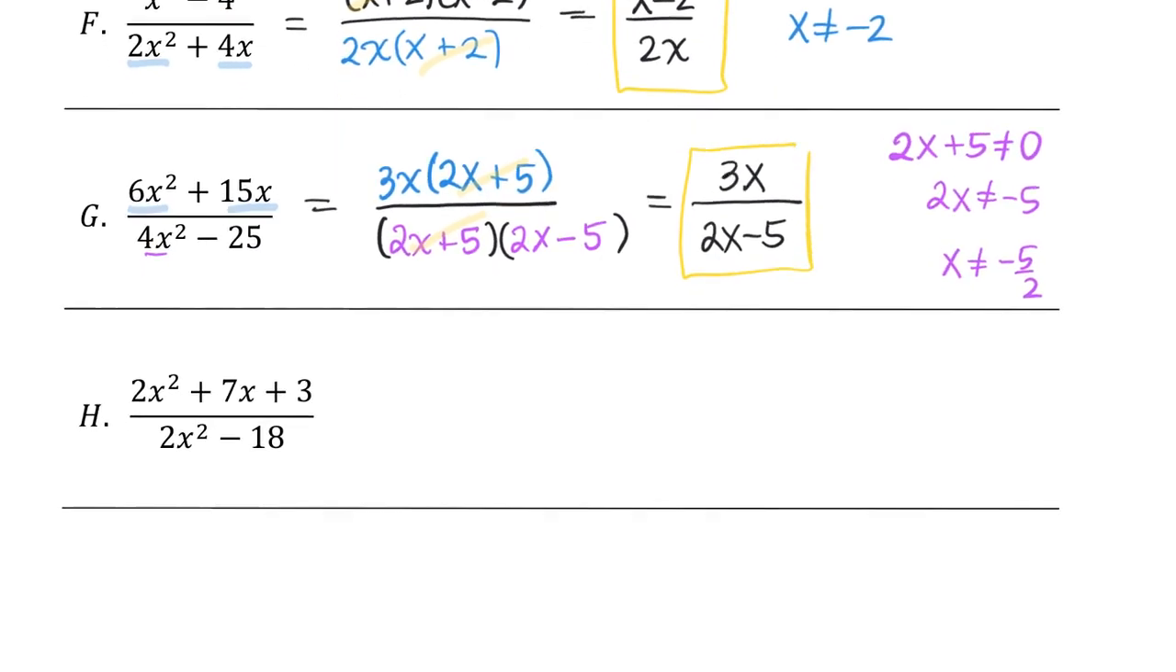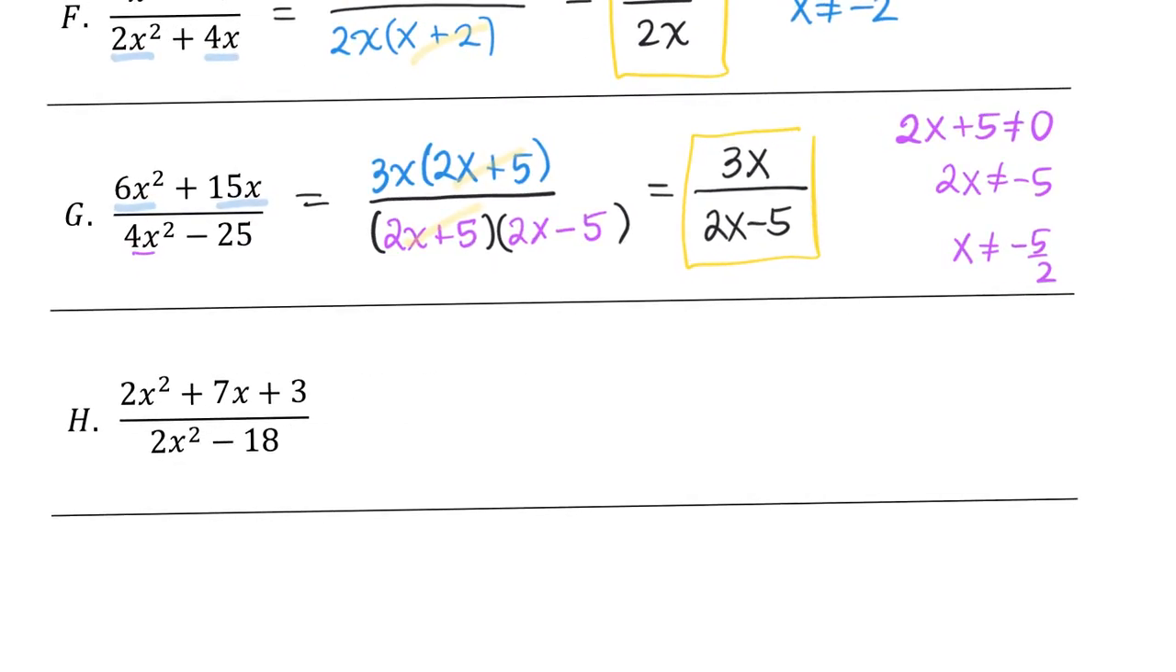Okay, last one's always the challenge, right? 2x squared, 7x plus 3. Is there a common factor? 2? No. Okay, no common factor. So I need to factor this out. What do we not like about this? We don't like the 2x squared. You can guess and check, or you can do grouping. I'm going to do guess and check. This is 2x times x to get 2x squared.